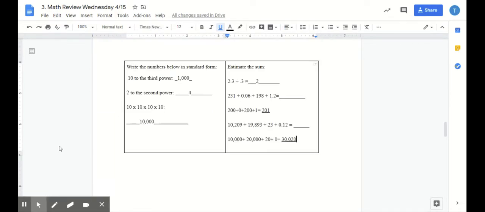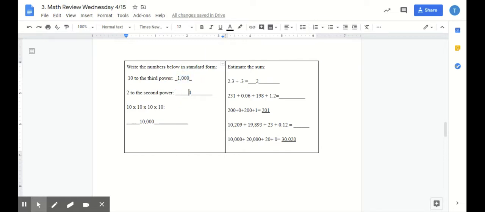All right, so the first part that you will have to do for the next page was to write the numbers below in standard form. So we know that standard form is basically the exact answer for these numbers and not expanded form, where this is an example right here of expanded form. So write the direct answer. So I know that 2 to the third power is going to be 10 times 10 times 10 because I'm doing 10, multiplying it by itself 3 times, which gives me an answer of 1,000.